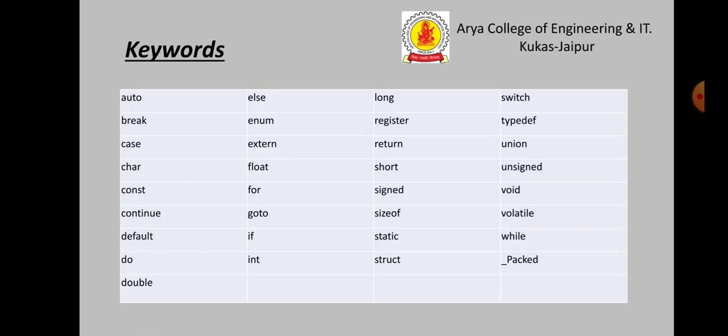Keywords are the words in C language that are already defined. These words have predefined definitions of what the word does. So in future we can't use these keywords as our variables. There are 33 keywords in C language.